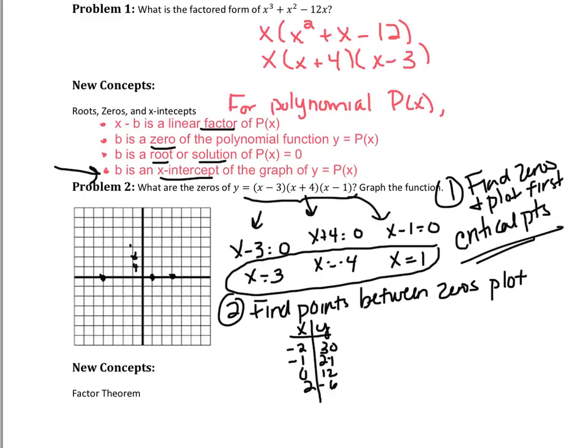So just remember this is going up by 4s. And when I start plotting those, I get negative 2, 30. That's going to be off the graph. See, that's 16, 20, 24, 28. So I'm going to be up here. Negative 2, 30 will be somewhere up in here.